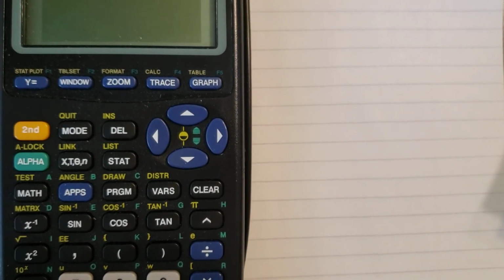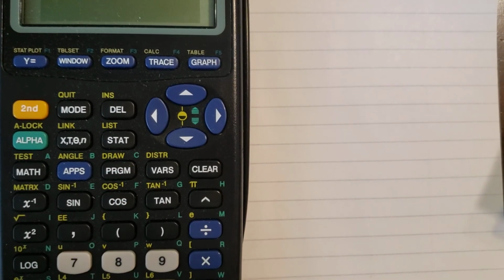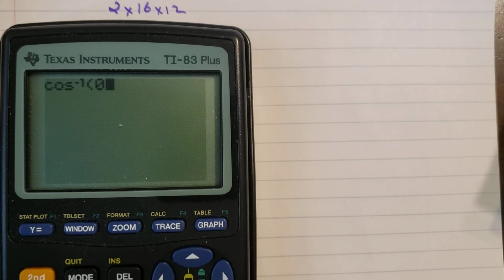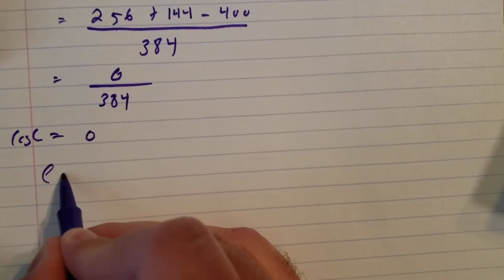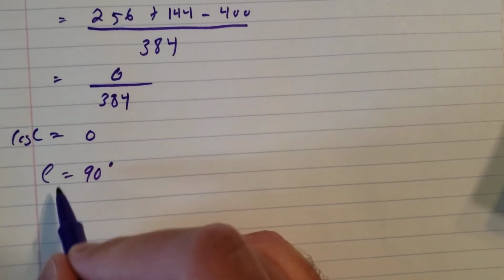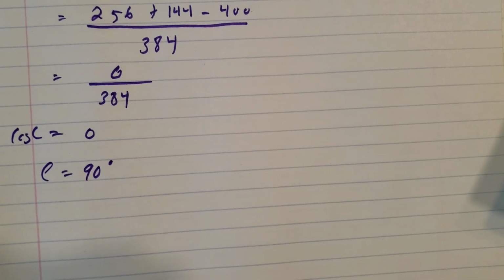So I hit my shift button, then I hit cosine, so that brings that up. And then of course I just type in my 0. Okay, I press equals, and it comes out to give me 90. So I can actually see that angle C is a 90-degree angle. So this actually is a right triangle. That's interesting, I wasn't expecting that. Okay, so that's how you find angles.